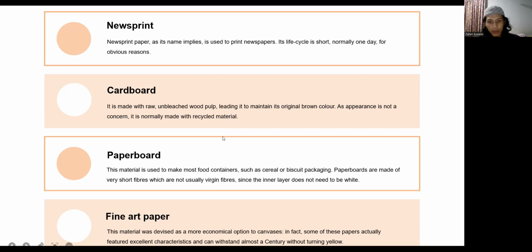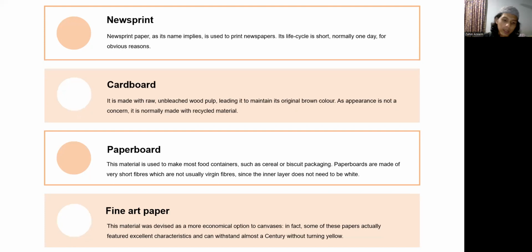So last is fine art paper. This material was devised as a more economical option to canvas. In fact, some of these papers actually feature excellent characteristics and can withstand almost a century without turning yellow.